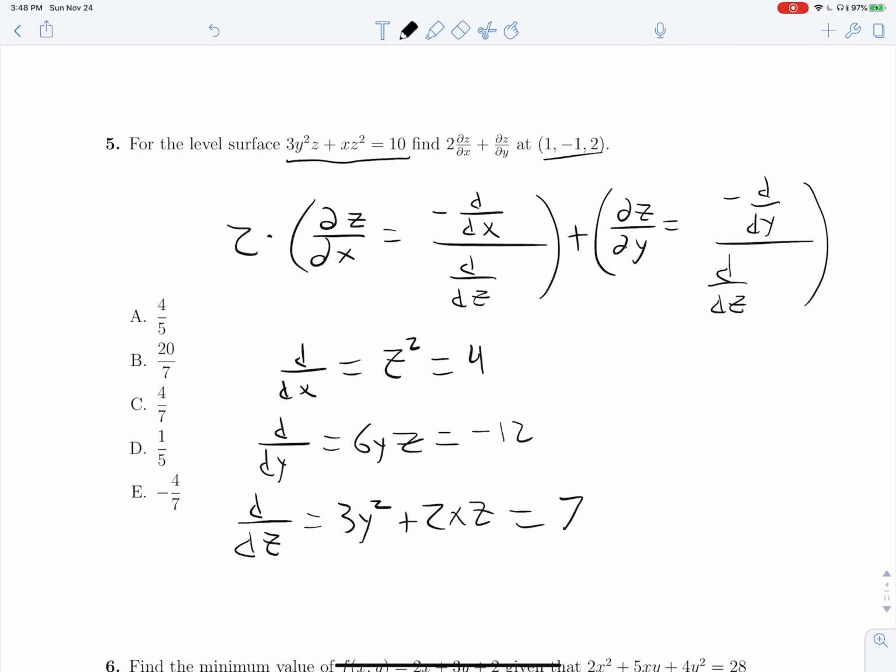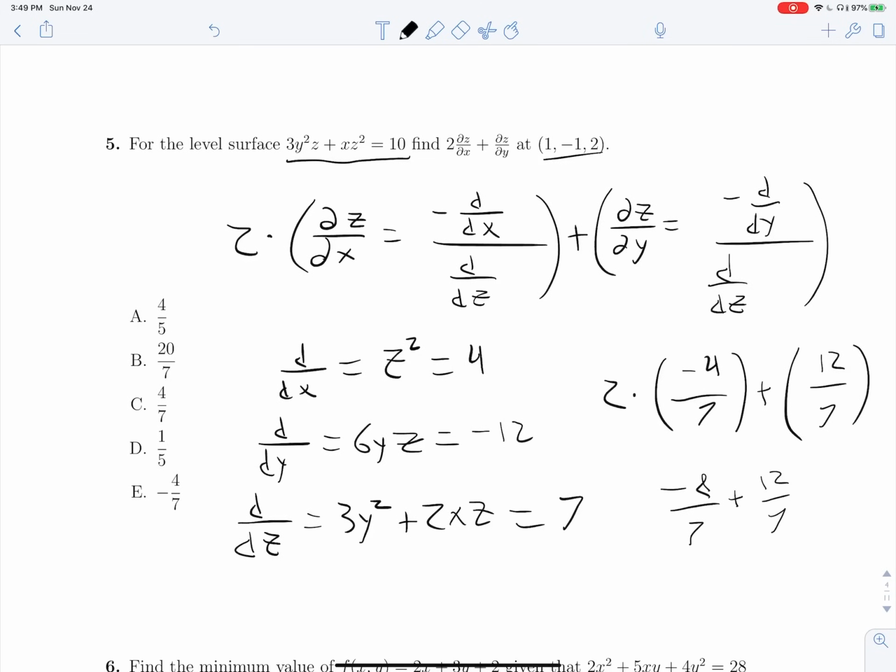And so now all we have to do is do what we set up here and set up 2 times negative dx, so negative 4 over dz, which is 7. And we are adding to that negative dy over dz, which is going to be 12 over 7. So we have negative 8 over 7 plus 12 over 7, which is going to give us 4 over 7.